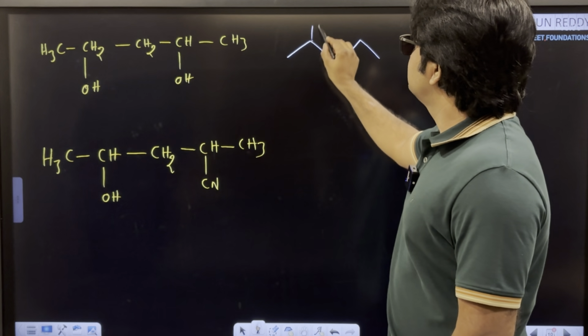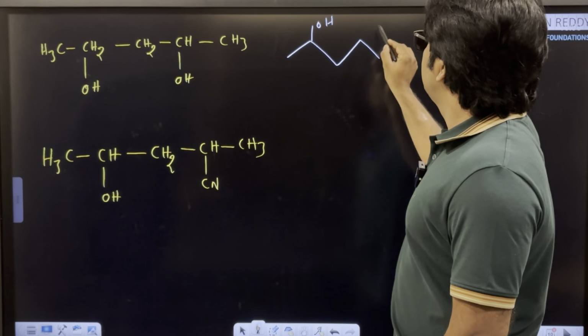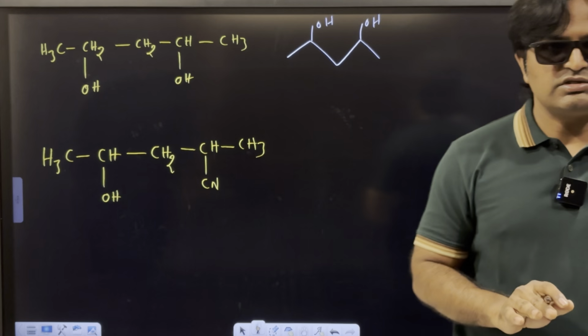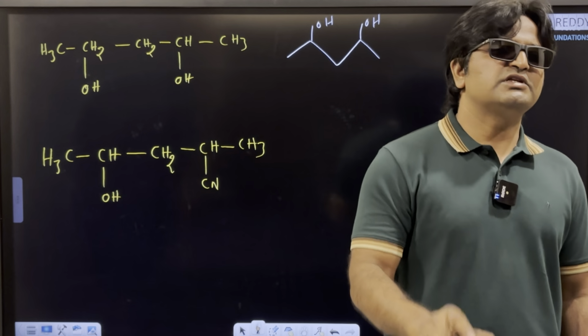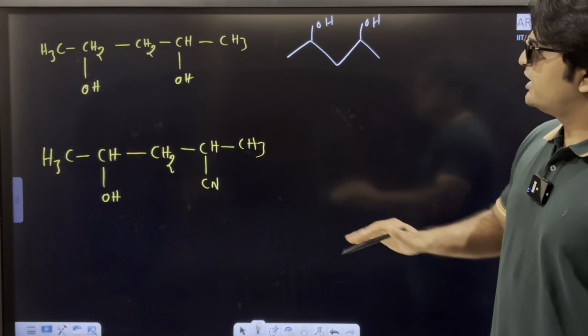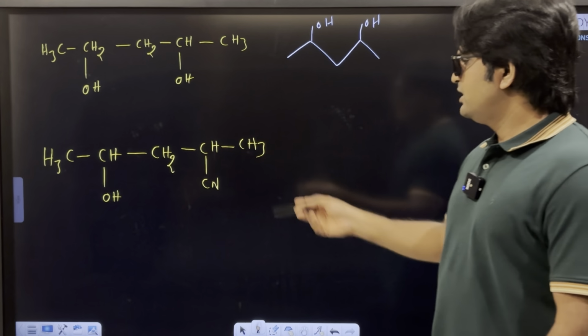And here which is present? OH, and here also OH. Don't miss hydrogen. Why? Because your hydrogen is present on the oxygen atom but not on the carbon atom. That's why don't miss that hydrogen, OH and OH. And come to the next one.